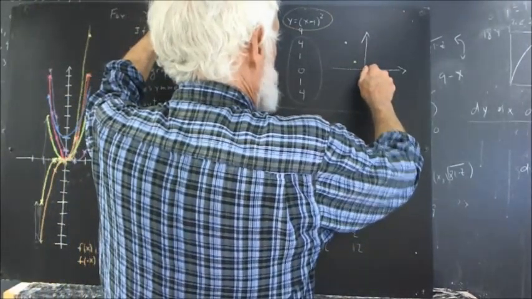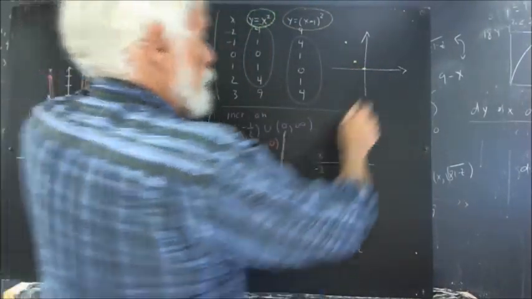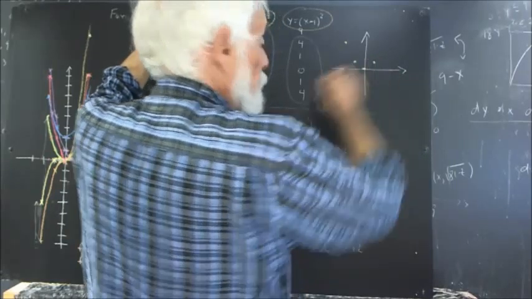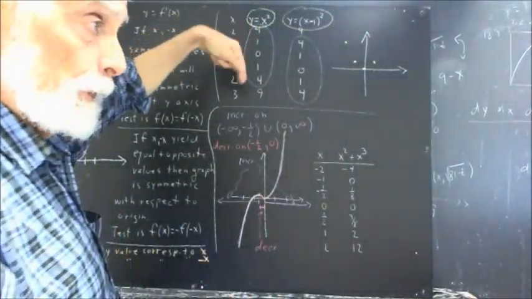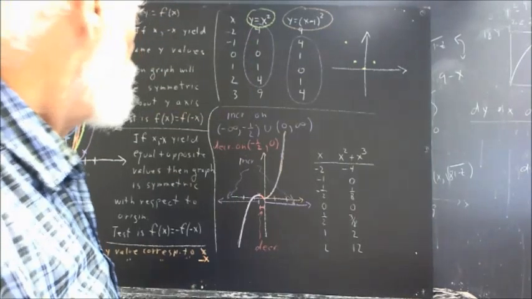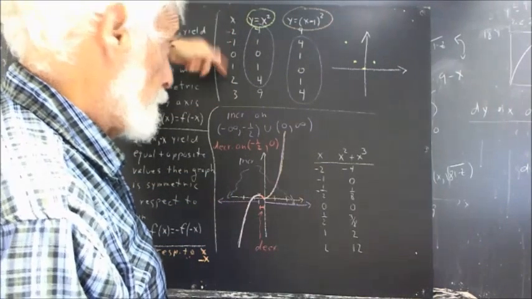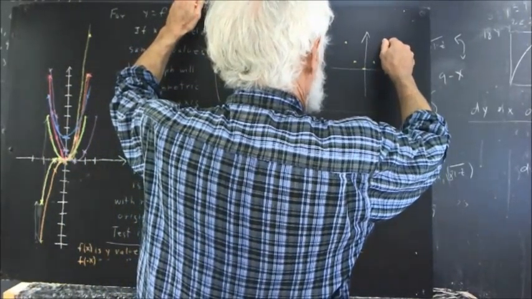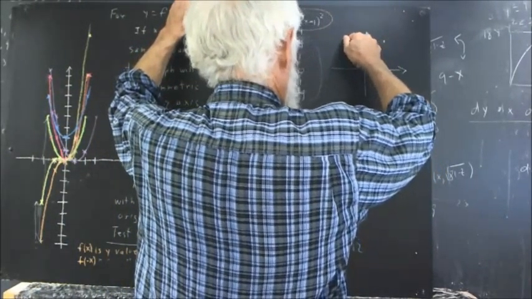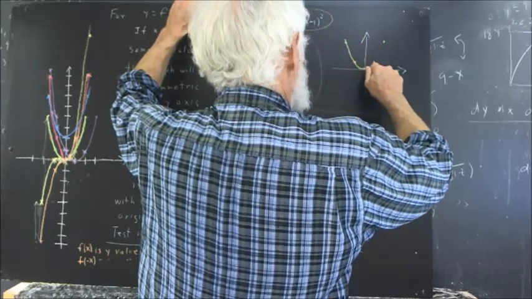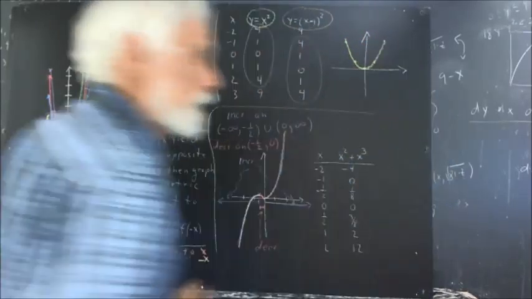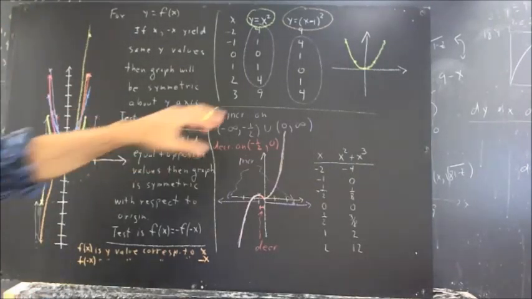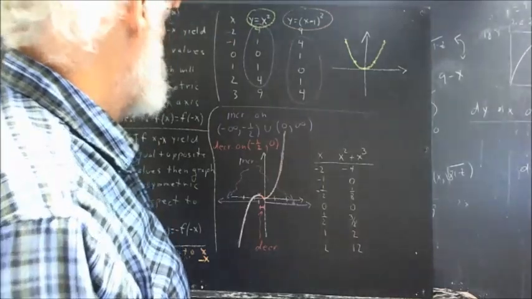Then 0, 0, no brainer where that goes. And then 1, 1, well, 1, 1 is just a reflection of this point by the symmetry of this function. We've done the symmetry test on it. We see the symmetry, and of course we can see the symmetry from the table. So we can go out here to 2 and get the point 2, 4, and then we sketch our curve.